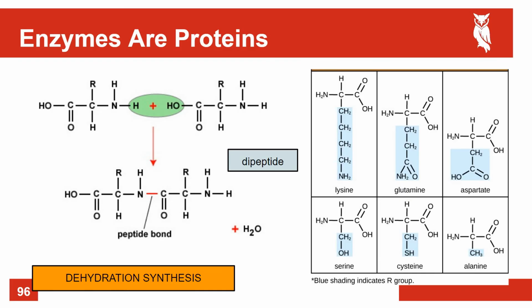Most of them will. Cysteine, aspartate, glutamine, lysine, alanine. These are amino acids. The shaded things are called the R group. That's what differentiates one amino acid from another.